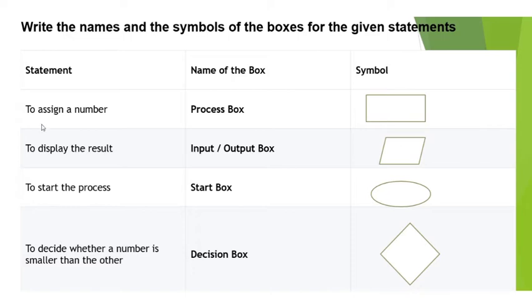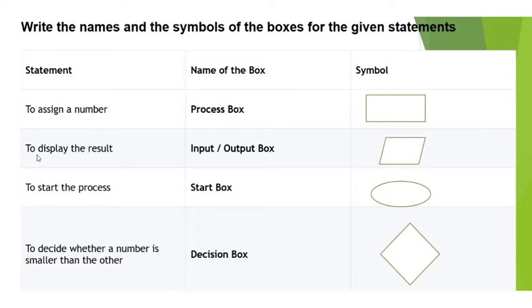Question is, write the names and the symbols of the boxes of the given statements. So here statements are given and you have to find out an appropriate box or symbol to represent in the flowchart. The first one is to assign a number. If you are going to create a flowchart of any number or comparison between two numbers or more than two numbers, which box will help you? For this, the process box will help you. This rectangle is a process box.